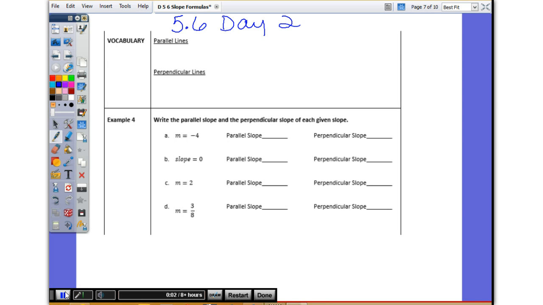5.6, day 2, picking up where we left off. Today we're going to go over the parallel lines and perpendicular lines.